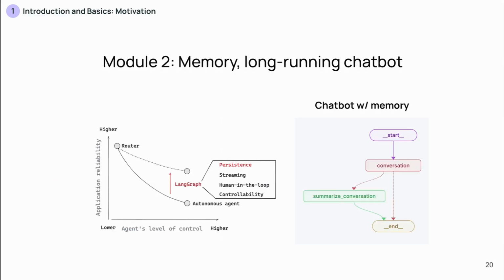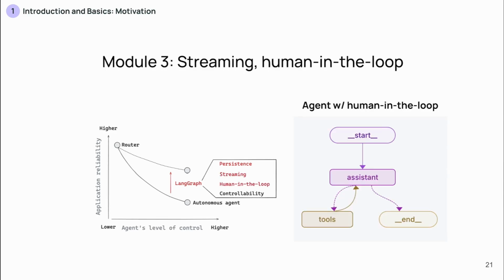Now, module 2 is going to move more into memory. So we're going to build up to a chatbot with memory that can sustain long-running conversations. This will show you how to use persistence and memory with LangGraph. Module 3 is going to move into human in the loop. So how do we interject human in the loop for things like approval or editing the state in our LangGraph agents? And we're going to augment our agent from module 1 with human in the loop before the tool call. This will also introduce streaming.